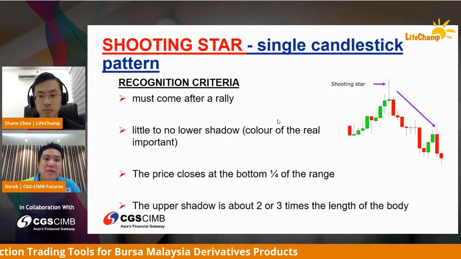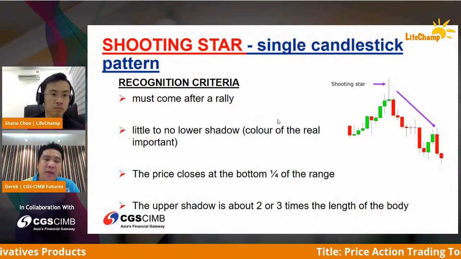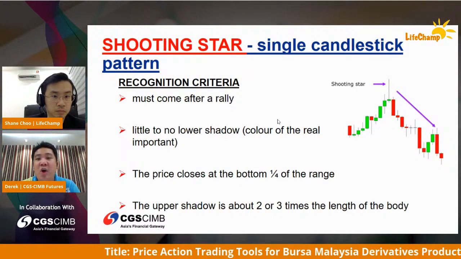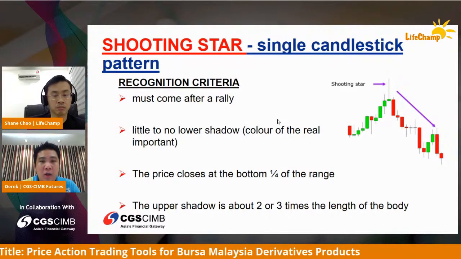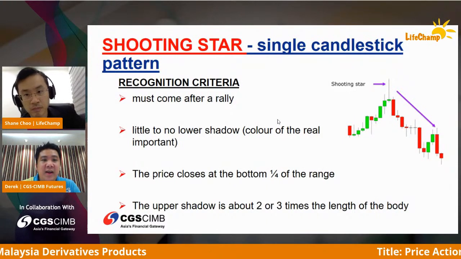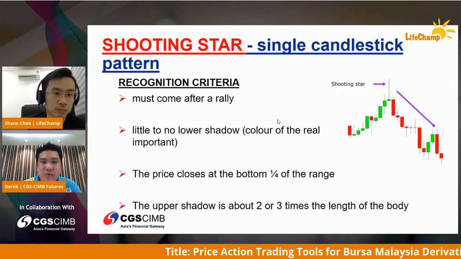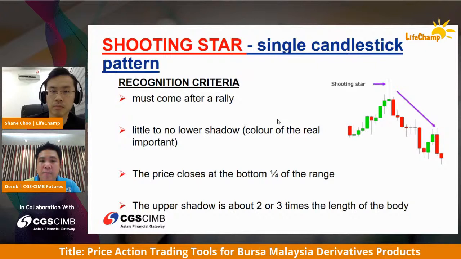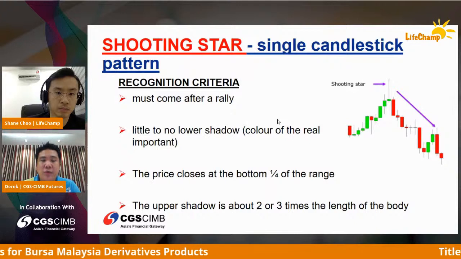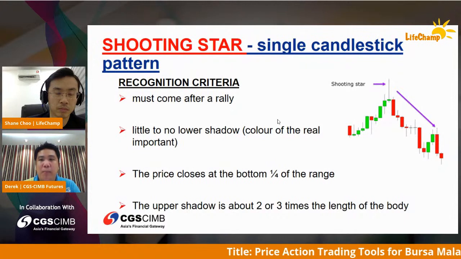Okay, the first one must come after a rally, even if it is a short. I mean, the shooting star is a bit different from the hammer. This one preferably is a long rally, a clearly defined rally. The next one is little to no lower shadow, almost like a flat bottom. The price needs to close at the bottom, at least the bottom 25% of the trading range. The upper shadow is about 2 or 3 times the length of the body.